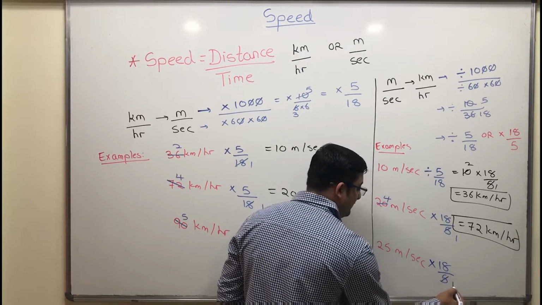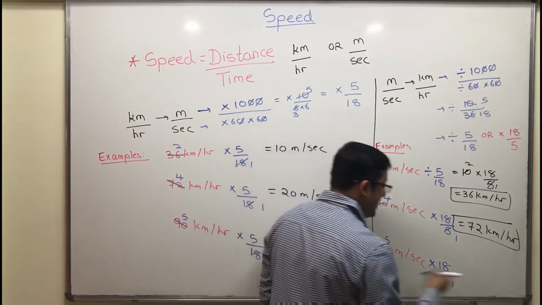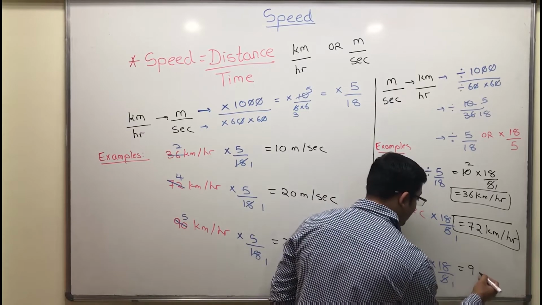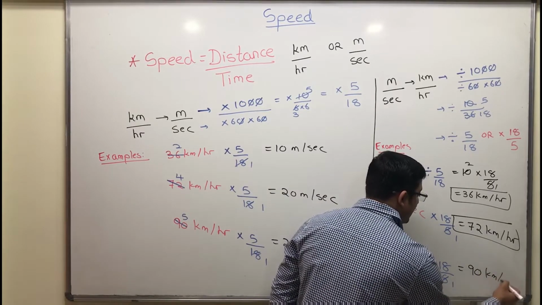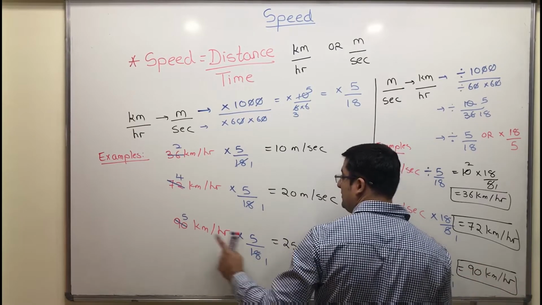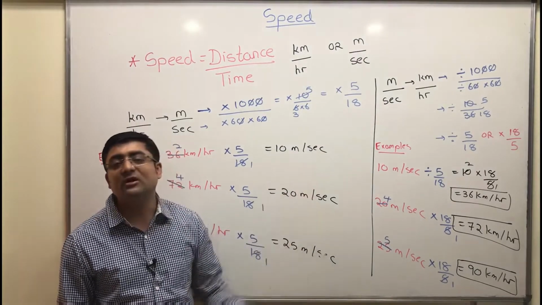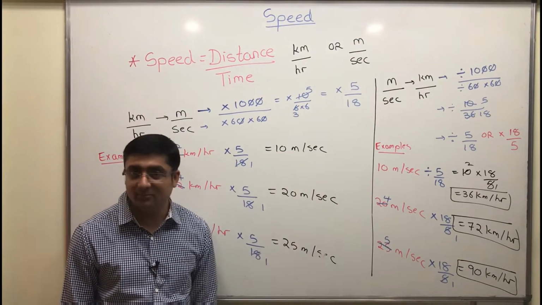5 divided by 5, 1. 25 divided by 5, 5. What is 5 into 18? 90. So that means 25 meter per second is 90 kilometers per hour. And you can verify this. See, 25 meter per second is 90 kilometer per hour. So this is how you convert between meter per second and kilometer per hour.